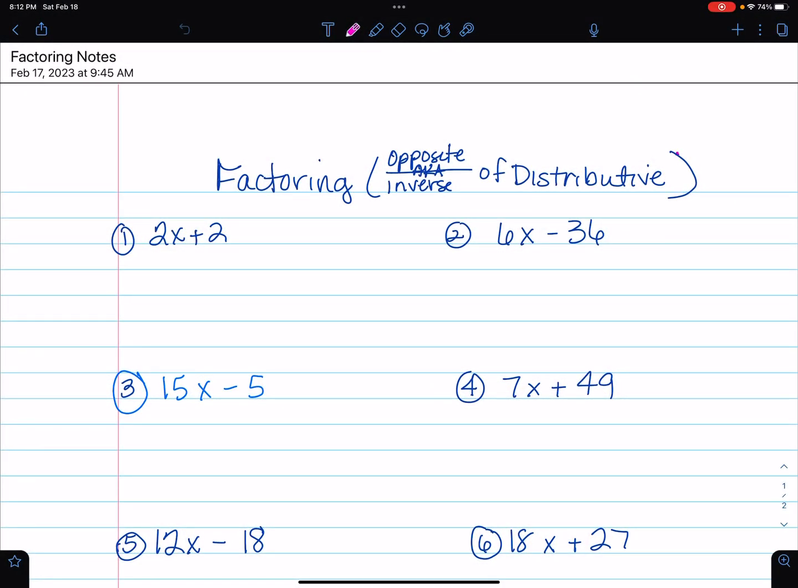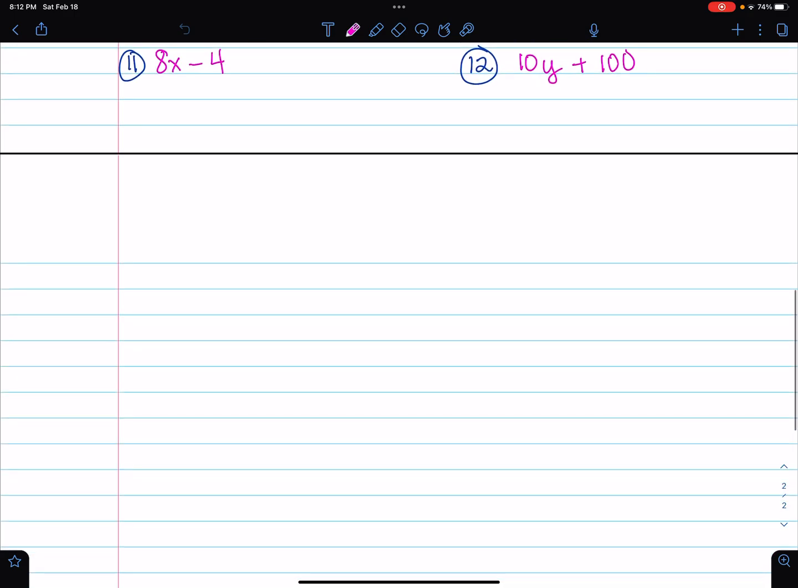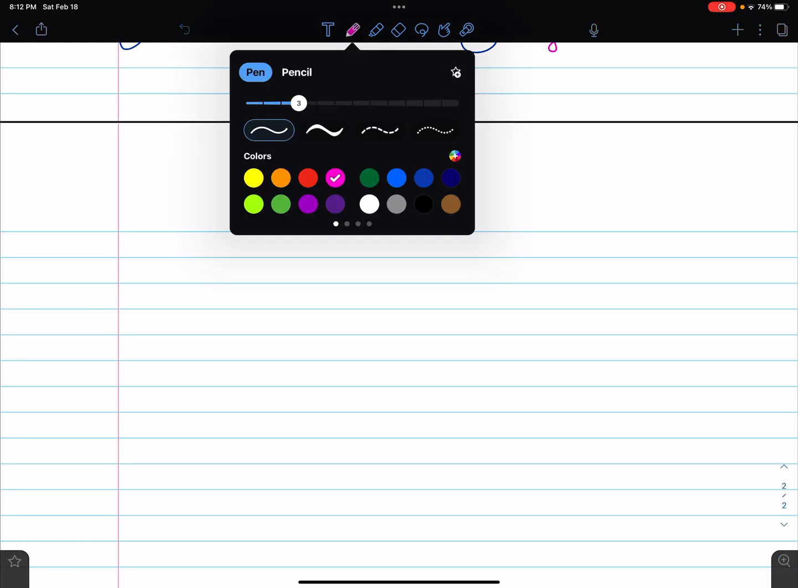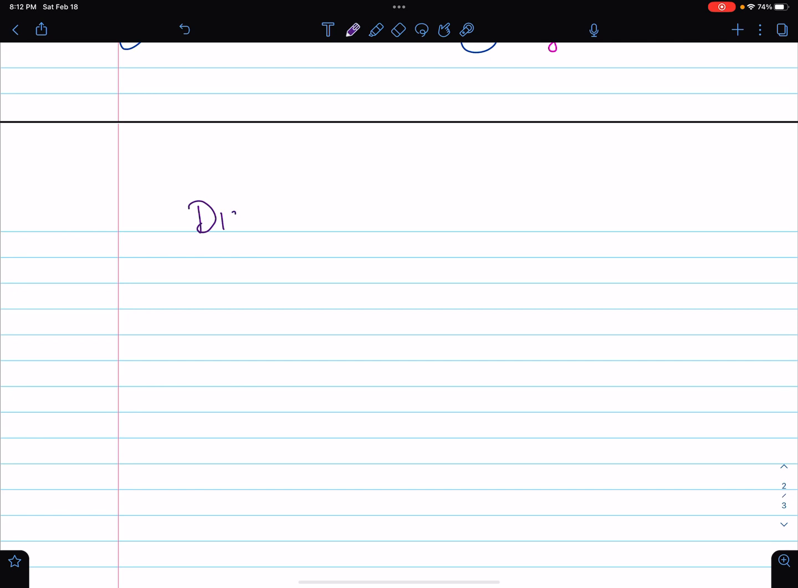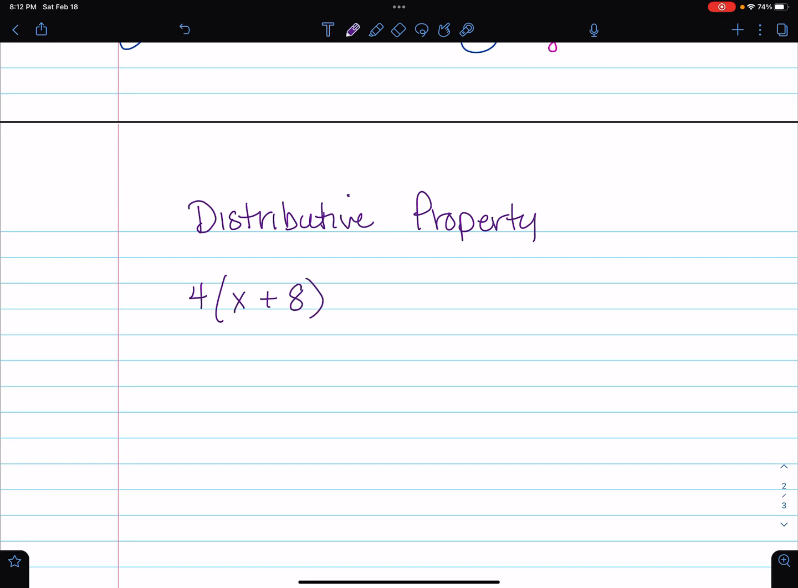Okay, today we are going to learn about factoring, which is the opposite of the distributive property. Just to remind you of what the distributive property is, it is when you have to distribute the number to everything inside of the parentheses.